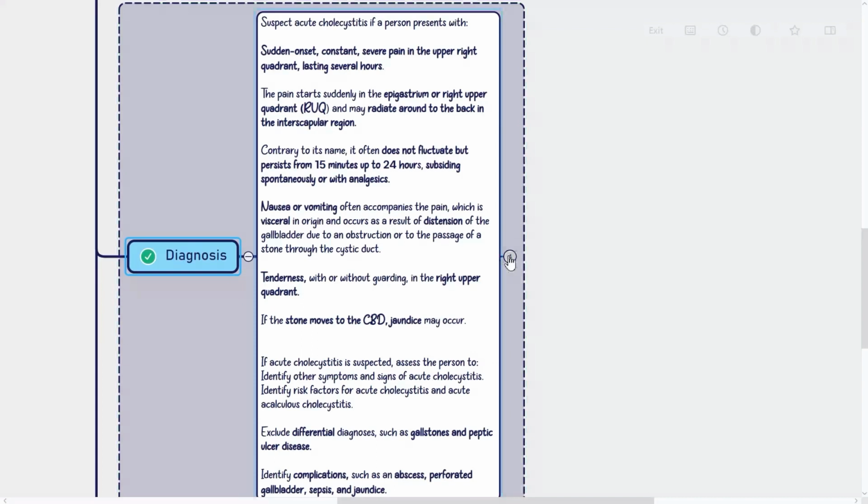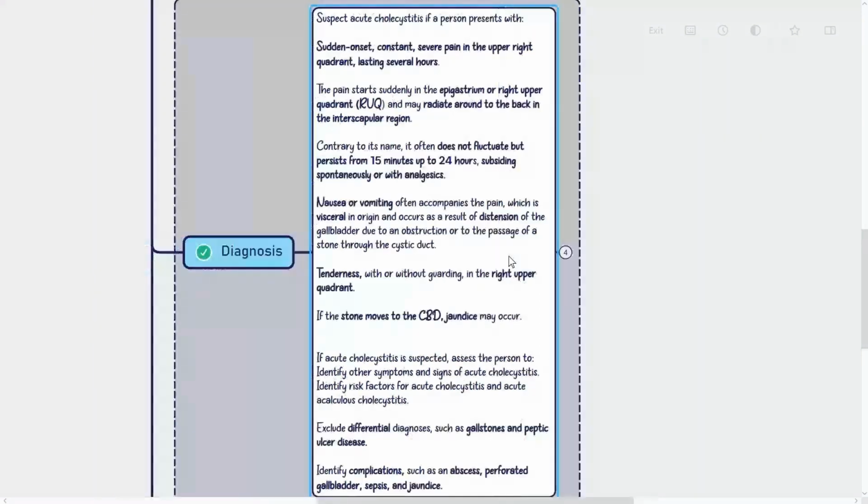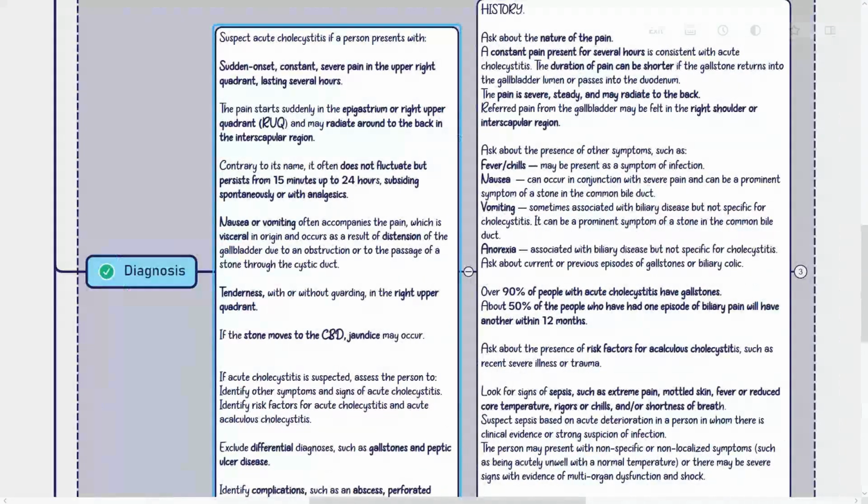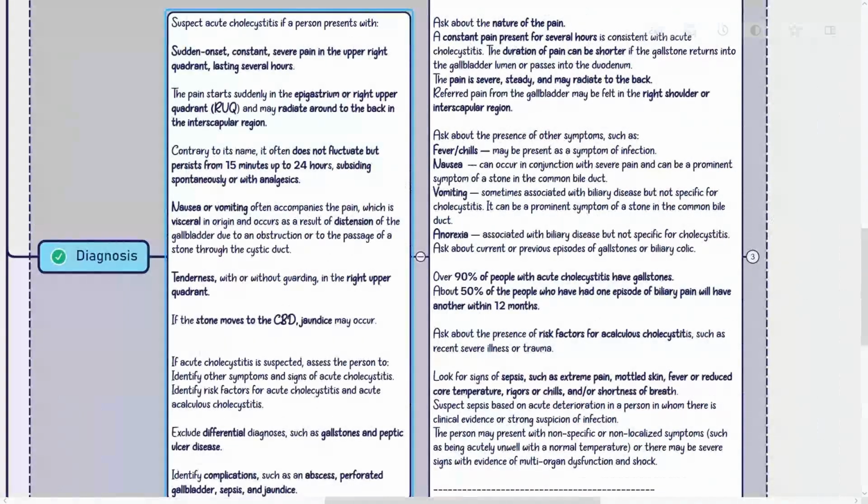assess the person to identify other symptoms and signs of acute cholecystitis. Identify risk factors for acute cholecystitis and acute calculous cholecystitis. Exclude differential diagnoses, such as gallstones and peptic ulcer disease. Identify complications, such as an abscess, perforated gallbladder, sepsis, and jaundice. History.